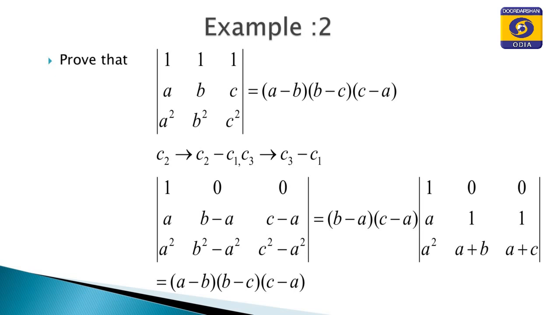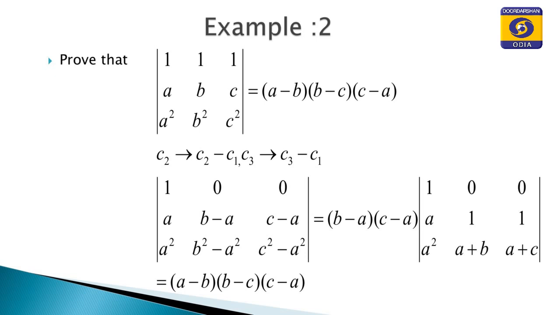we have the determinant 1, 0, 0, a, b minus a, c minus a, a square, b square minus a square, c square minus a square. Now, from the second column we take common b minus a, and from the third column we take common c minus a. Taking b minus a and c minus a common, we have the determinant 1, 0, 0, a, 1, 1, a square, a plus b, a plus c.